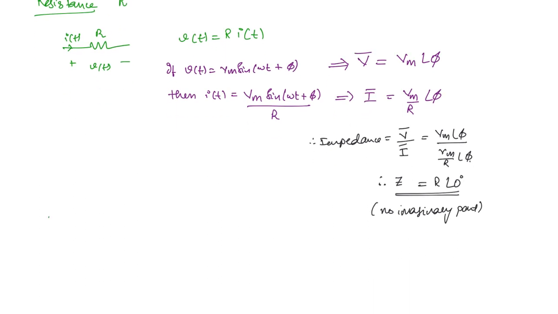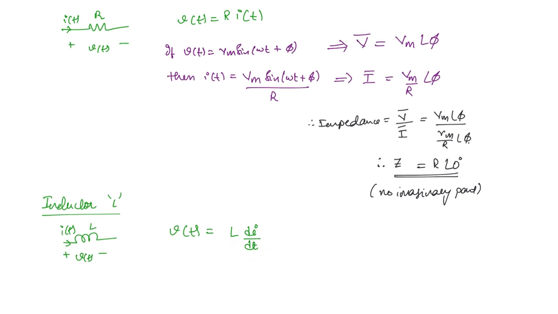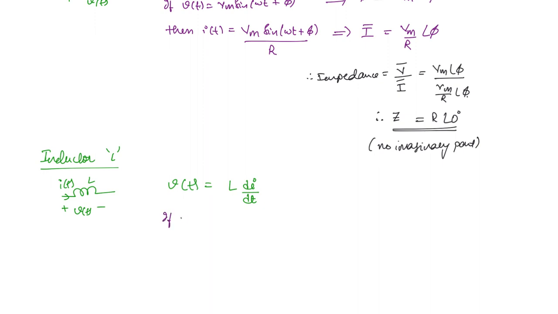Next, if you take the inductor. So here, what is the relation between V of t and I of t? The inductance is given by L, and we know that V of t is equal to L di by dt. Since it is easier to differentiate, let us take I as a sinusoidally varying component. So if I of t is equal to Im cos omega t plus phi, then what will be the voltage? V of t is equal to L times d by dt of Im cos omega t plus phi.